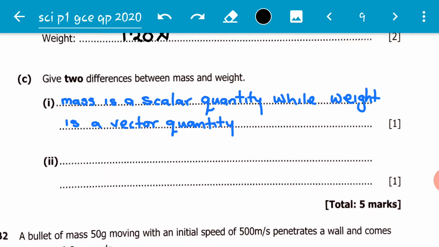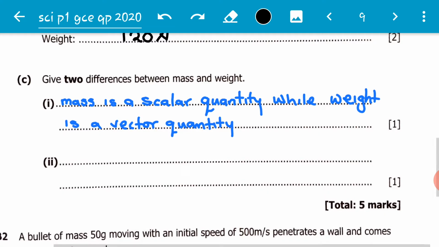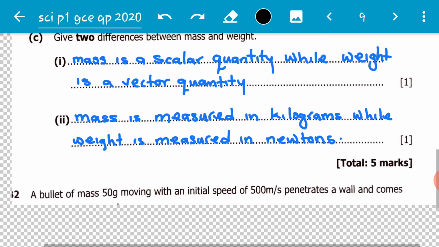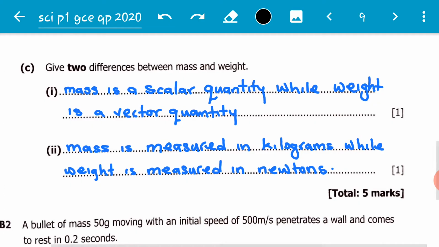So I'll go for mass is a scalar quantity while weight is a vector quantity. The "while" there is a comparison. The second, mass is measured in kilograms while weight is measured in newtons. So whichever from the ones I mentioned above will score.